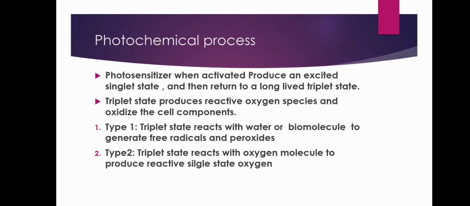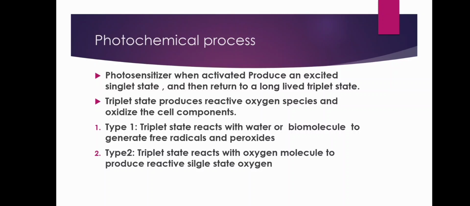Now let us come into the details of the photochemical reaction. When light is applied onto the photosensitizer, it gets activated and moves on to an excited singlet state. From there, it is a very short lifespan state. So from there, it will return to a triplet state, which has a much longer lifespan. And this triplet state of the photosensitizer will commence the reaction.